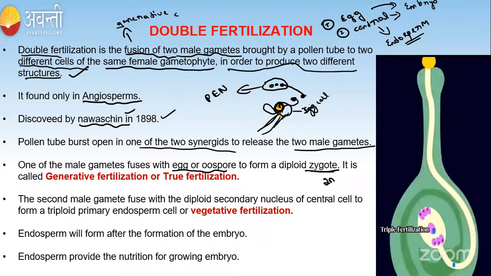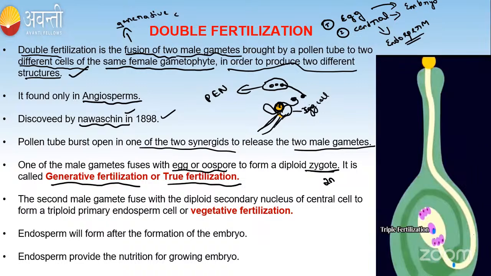Yes or no? Yes. Then, in this fertilization, the egg cell combines with one of the male gametes, forming the zygote. It is going to form the main zygote. That is called generative fertilization or true fertilization. Kindly remember this: it is called true fertilization and generative fertilization.